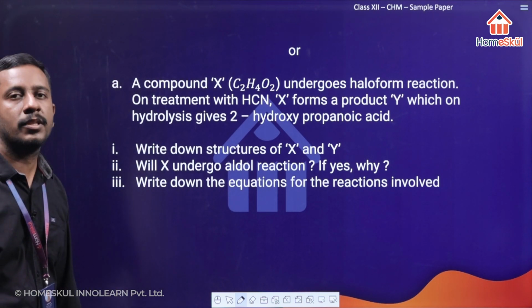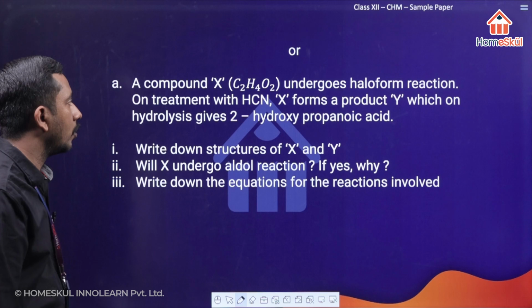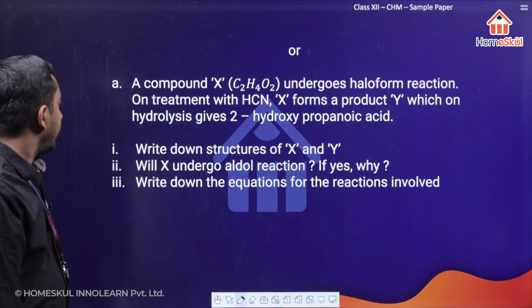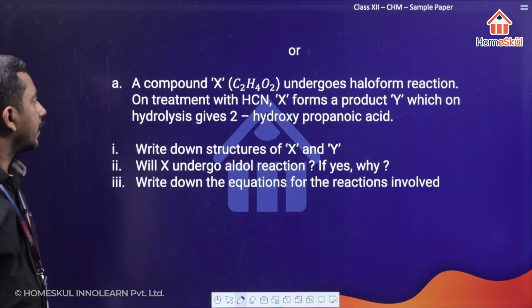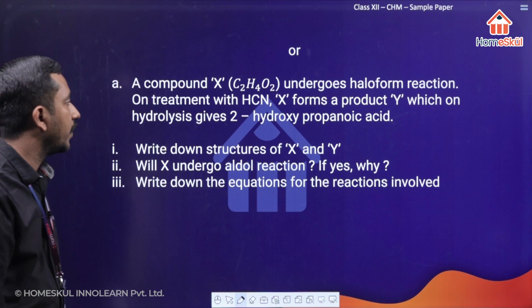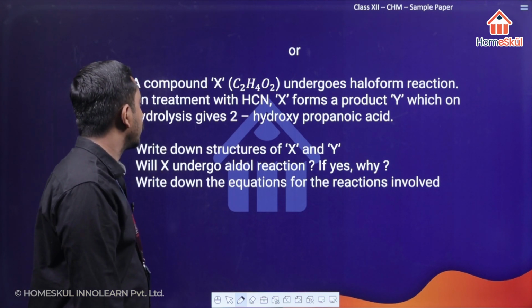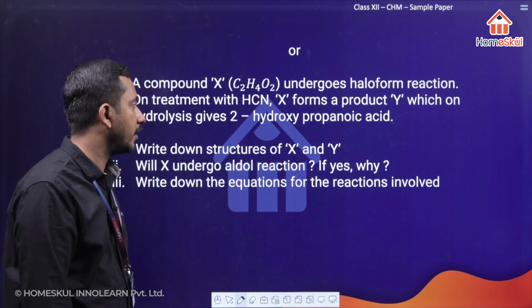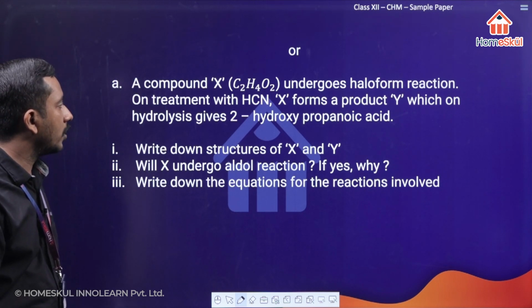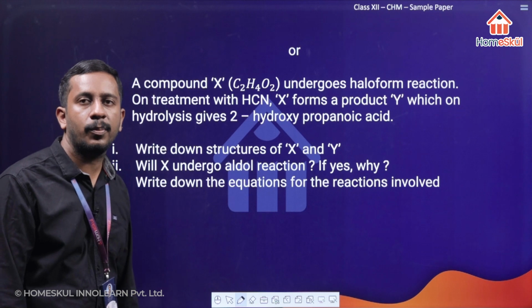So that is one set of questions. We can attempt either these two questions, or this is a choice, and that has three sub questions. A compound X which has the molecular formula C2H4O2 undergoes the haloform reaction, and on treatment with hydrogen cyanide, compound X forms a product Y that on hydrolysis gives 2-hydroxypropanoic acid.